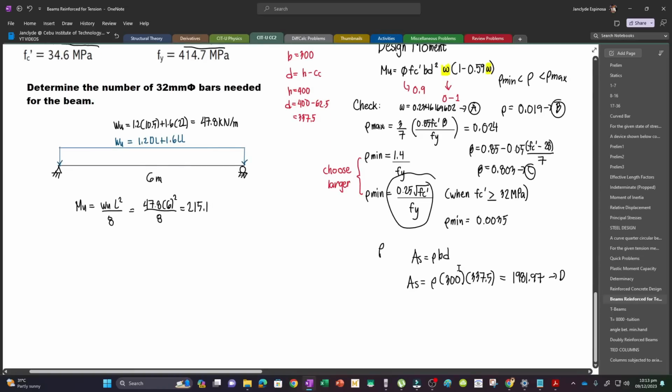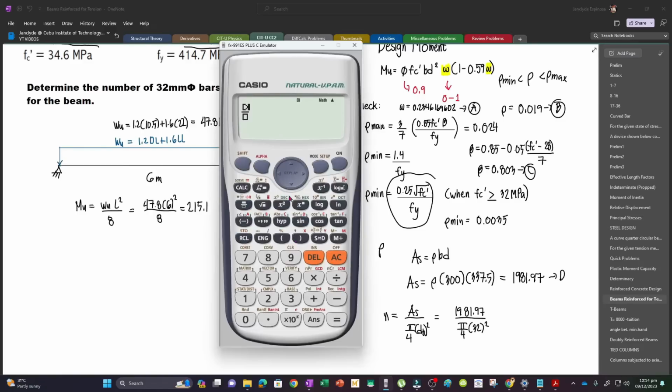And then, to solve for the number of bars, we will simply divide the steel area by the area of one bar. So, As over pi over 4 times bar diameter squared. And so it becomes 1981.97 divided by pi over 4 multiplied by 32, since our longitudinal bars are 32 millimeters. So 32 squared. And so it becomes D over pi over 4 times 32 squared, which is 2.46.